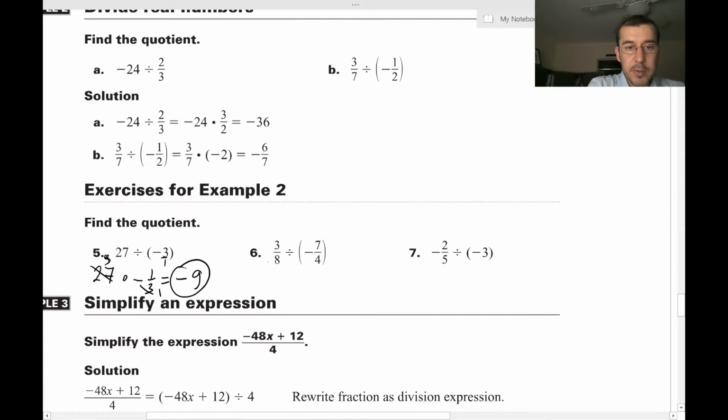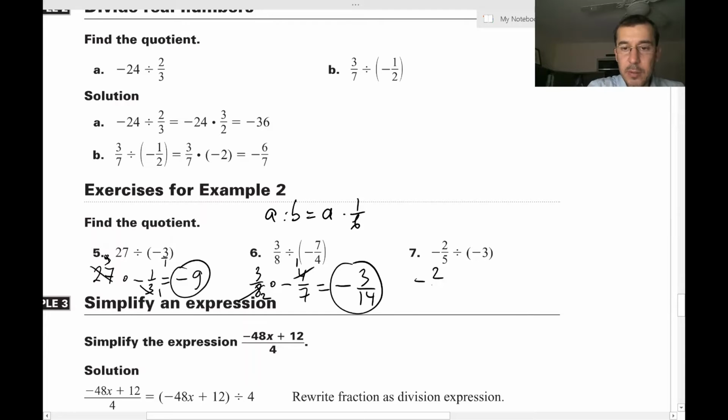Okay. Number 6, 3 over 8 times minus 4 over 7. Because when you have A divided by B, it's the same thing as A times the multiplicative inverse of B, which is 1 over B. So that's what we're doing here. So plus times minus is minus. 4 and 8 cancel out by 4. 1 here, 2 here. So 3 times 1 is 3. 2 times 7 is 14. So minus 3 over 14.